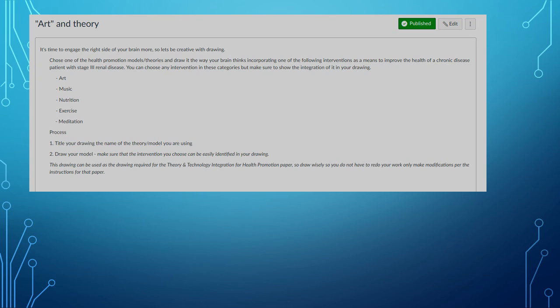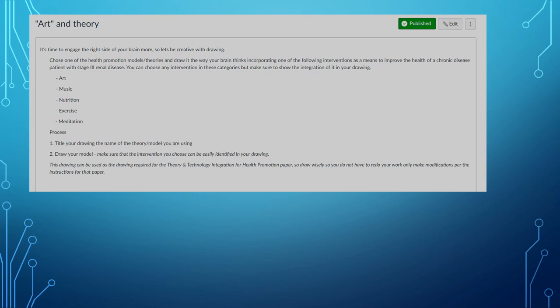A second assignment this week is called Art and Theory. I want you to really engage the right side of your brain. The right side of your brain is your creative side of your brain, where all the fun actually happens, not the analytical stuff which comes off your left. But the right side lets you go and do fun things. So I want you to choose one health promotion model or theory and draw it, the concepts of the model, the way your brain works with it.